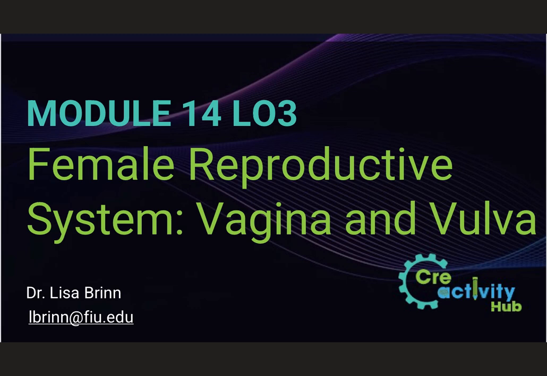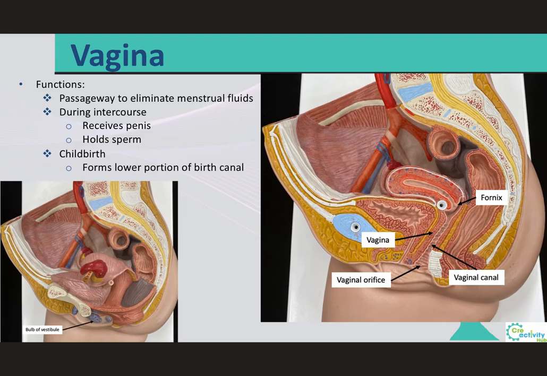Everyone. So for our last learning outcome of our last module, we will be covering the vagina and the vulva. Let's get started with the vagina, which is on average about 7.5 to 9 centimeters. But because the vagina is highly distensible, its length and width are quite variable. And at the proximal end of the vagina, the cervix projects into the vaginal canal.